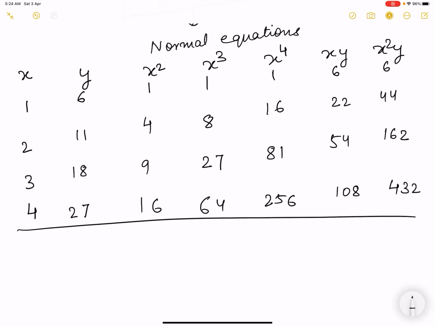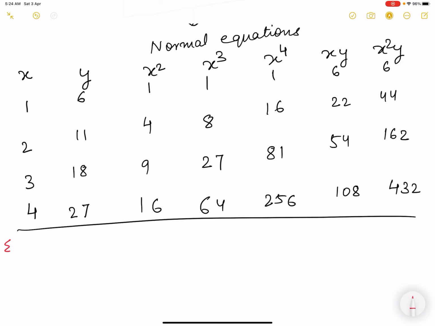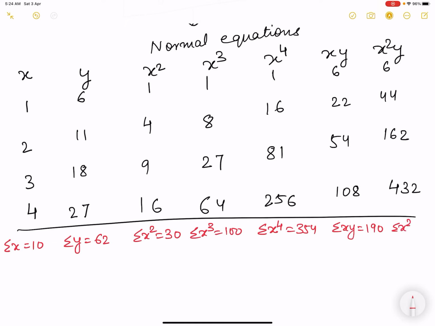Let us take the summation, that is the sigma value. If we find sigma x, it is coming out to be 10. Sigma y, it is coming out to be 62. Sigma x square, it is coming out to be 30. Sigma x cube, it is coming out to be 100. Similarly, add up all the values of x4, we'll get 354. Add up all the values of xy, we'll get 190. Similarly, add up x square y, we are going to get 644.